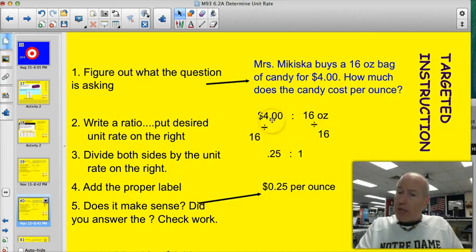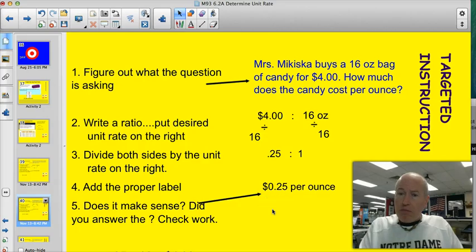But we have to do the same thing on the other side because, like a fraction, whatever you do to the top, you do to the bottom. Remember that with a ratio, whatever you do to one side to simplify, you need to do to the other side as well. So we divide $4 by 16, and you get 0.25 to 1. So if we add the proper label, we can make that 25 cents per ounce.